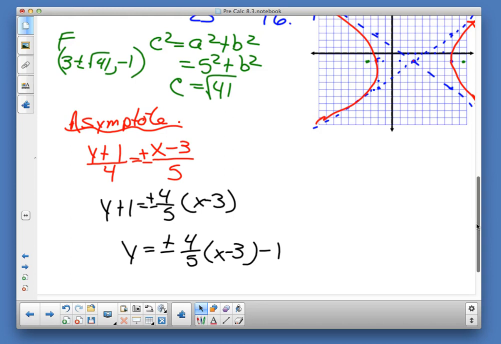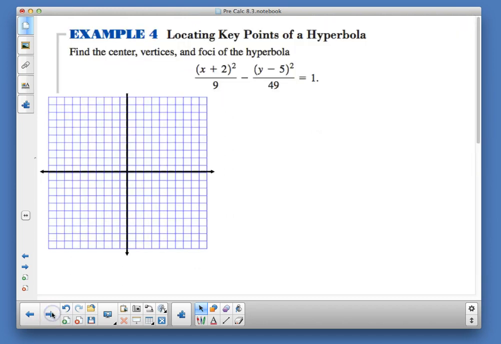Okay, it's your turn to show me that you get it. Example 4. Find the center, vertices, foci of the hyperbola, and graph it. Make sure you're finding the graph.